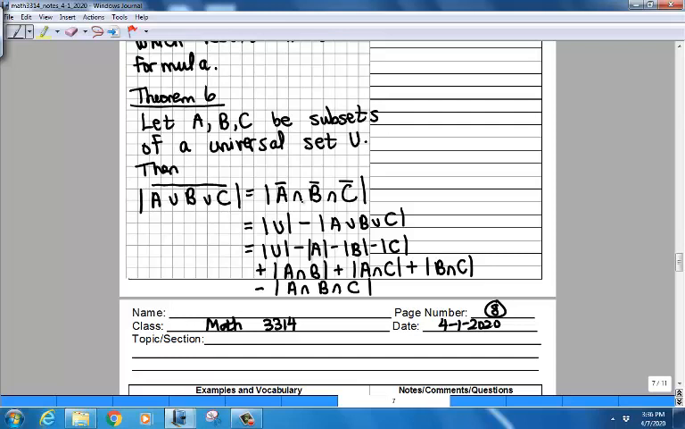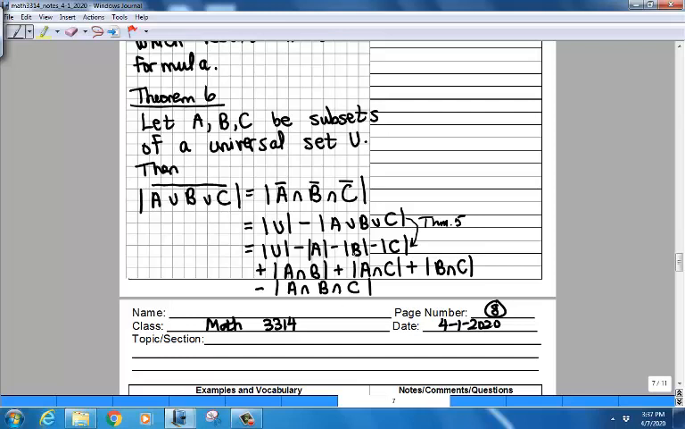Remember, the universal set is the set of which A, B, and C are all subsets. So we know this complement is the universal set minus the size of this union. But now we can calculate the size of this union using inclusion-exclusion. So we can apply Theorem 5 to find out what the cardinality of this union is.